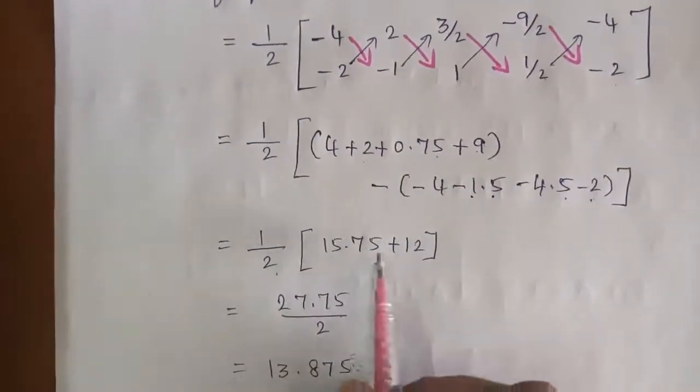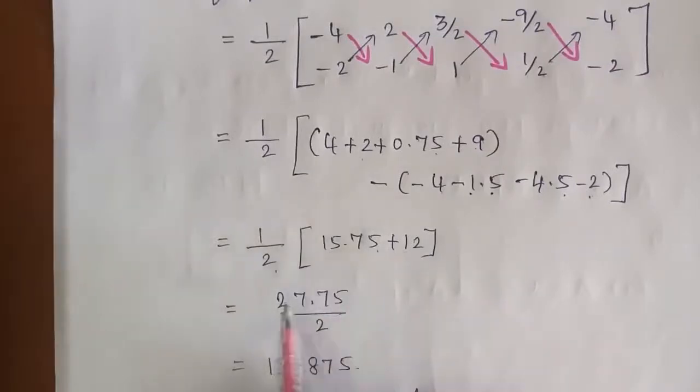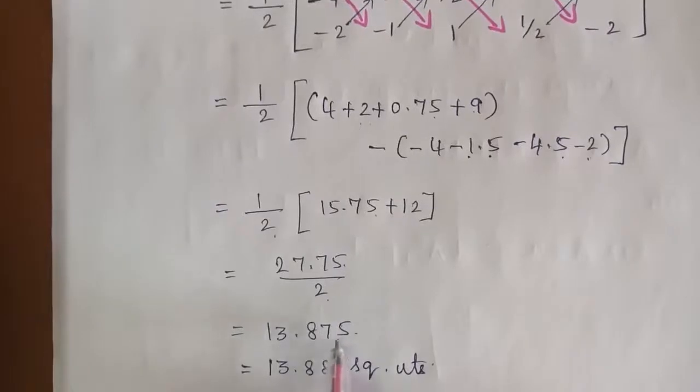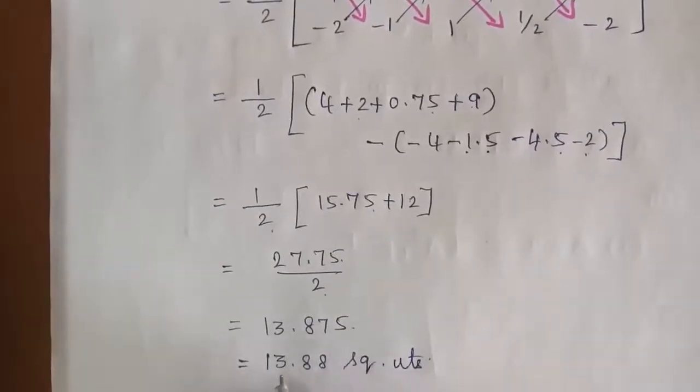if you add this, you get 15.75 plus 12 is 27.75. So 27.75 divided by 2 is nothing but 13.875, which is equal to 13.88. We just round off the number. So area of a quadrilateral BCEG is equal to 13.88 square units.